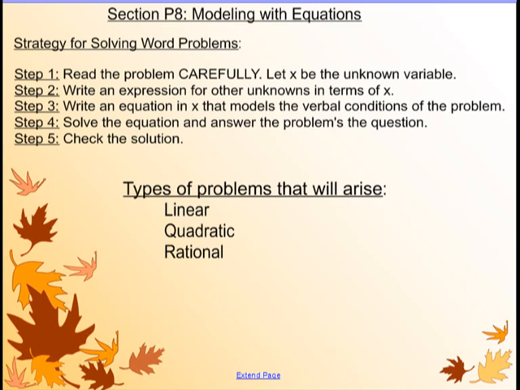Today we're going to do a little review and talk a little bit about word problems, modeling real-world situations or quasi-real-world situations, and using algebra and other things that we know to help solve them. So just a quick overview of a general strategy guide.